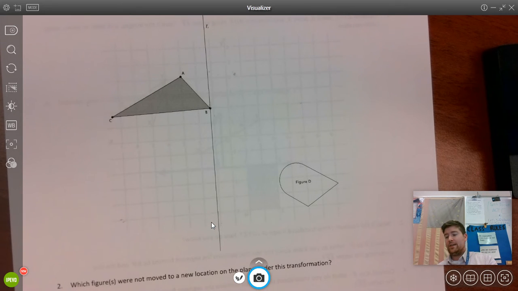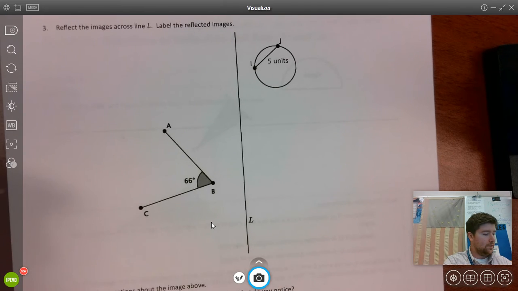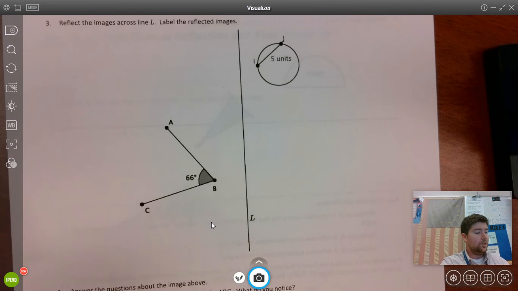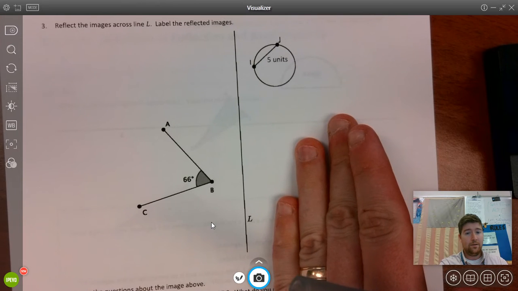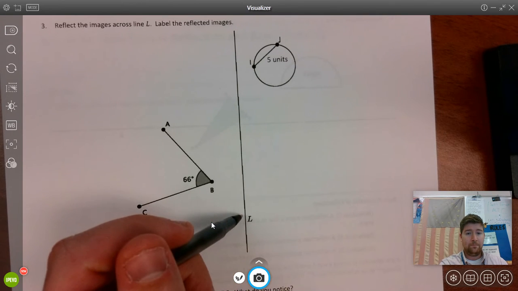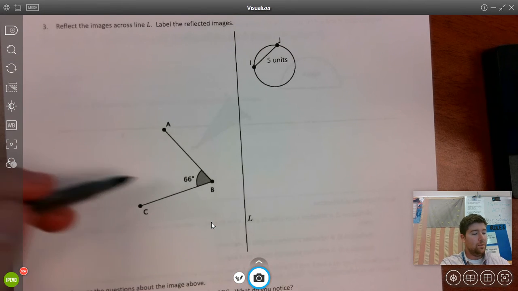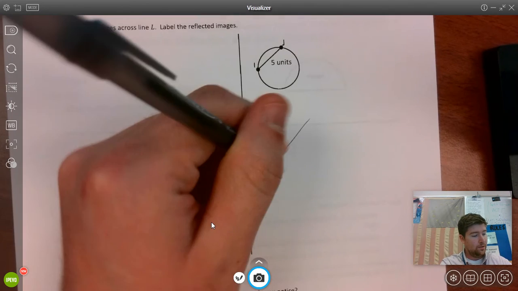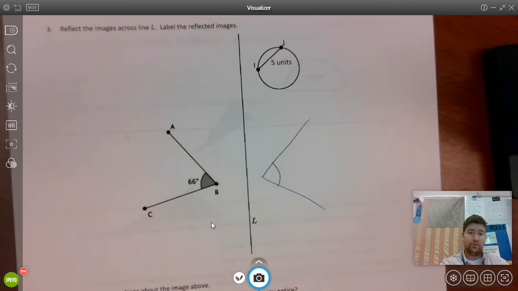Now, the next example is looking at something a little bit different. Instead of reflecting everything this time, I just want you to take a look at it. If we were going to reflect this angle, ABC, across the line of symmetry, or the line of reflection, obviously it's going to be over on this side, so somewhere over here. But what would the measure of the reflected angle be? So now let me sketch it real quick. If I were going to reflect this, what would the measure of this angle be when we reflected it?